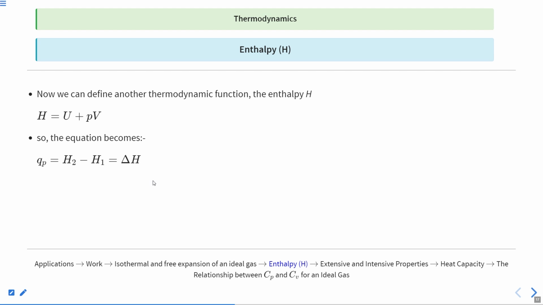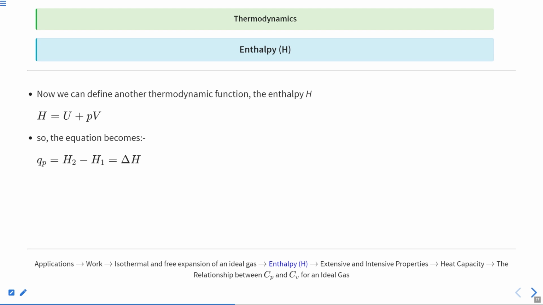So now you have two definitions of heat. Heat exchange at constant volume is called internal energy. And if your heat exchange is at constant pressure, then that is called H or enthalpy. So these are the two definitions. And one more thing, enthalpy is also a state function. So if you can calculate the heat change at constant pressure, then you can use it.